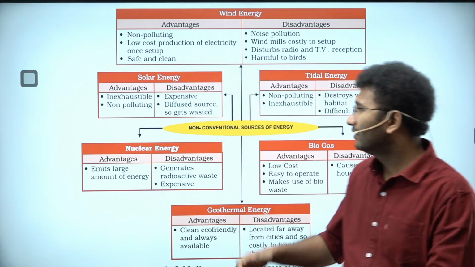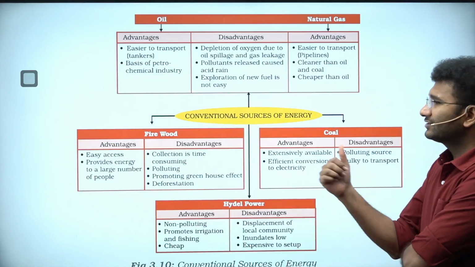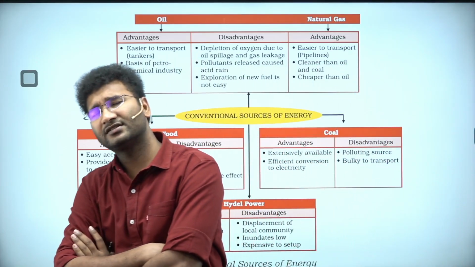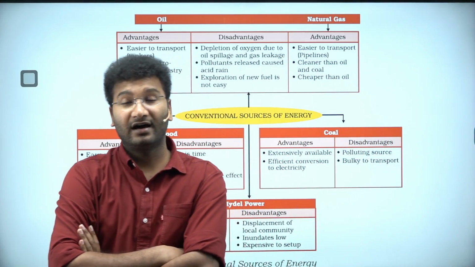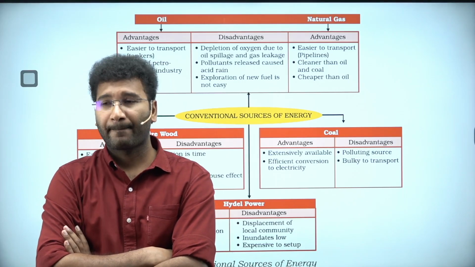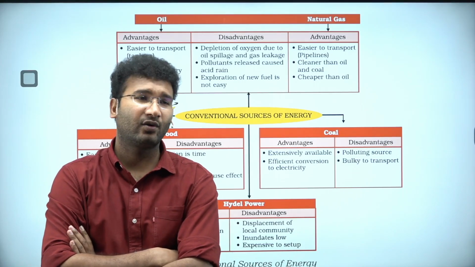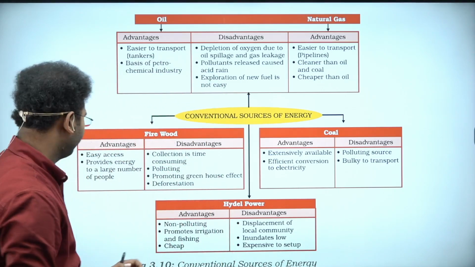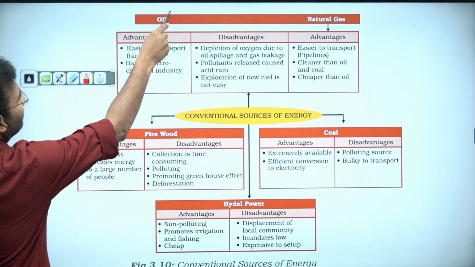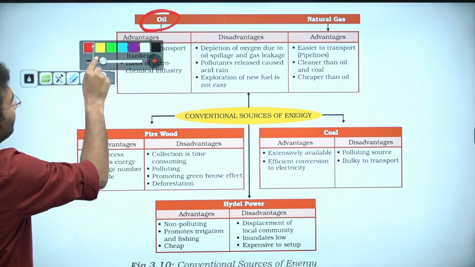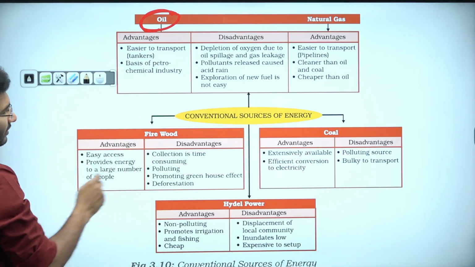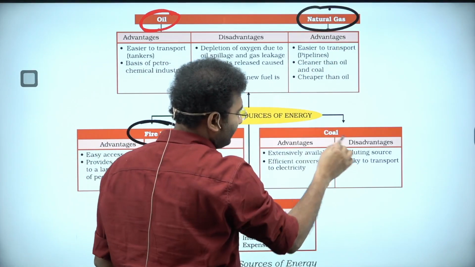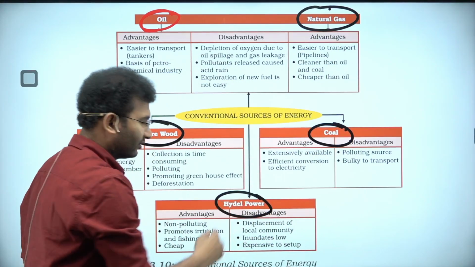Look here. Firstly, the conventional sources of energy are those which we have been using for thousands of years, which are considered to be fossil fuels as well. Conventional sources of energy are also called fossil fuels, which we have been using for years. For example, oil is there. Oil is a conventional source of energy. Likewise, you also have firewood, lakkad, natural gas, coal, hydropower.